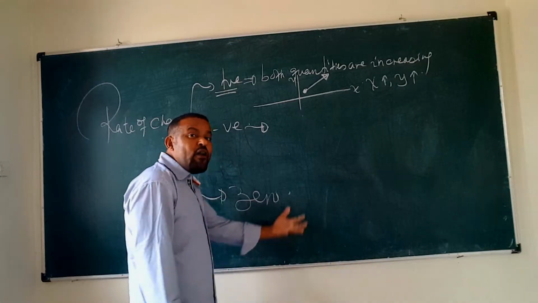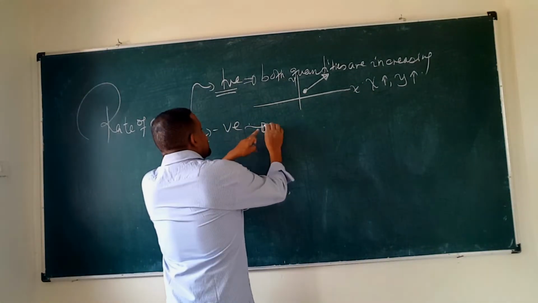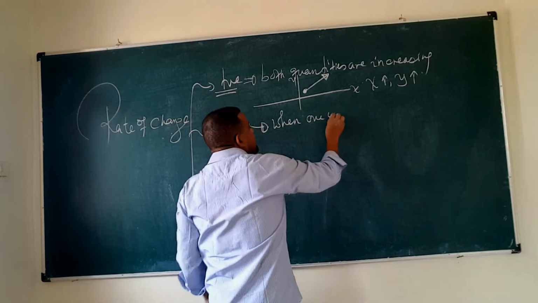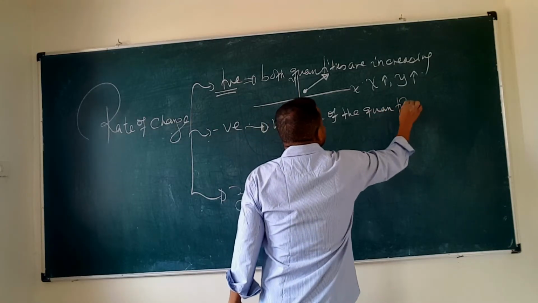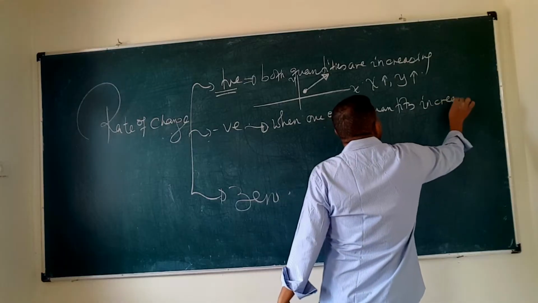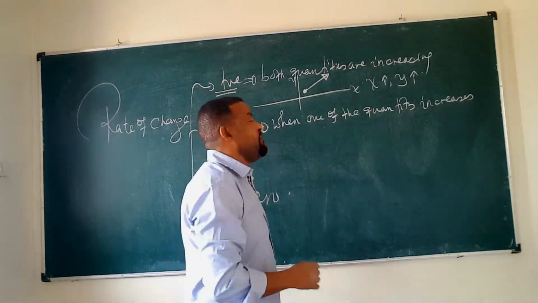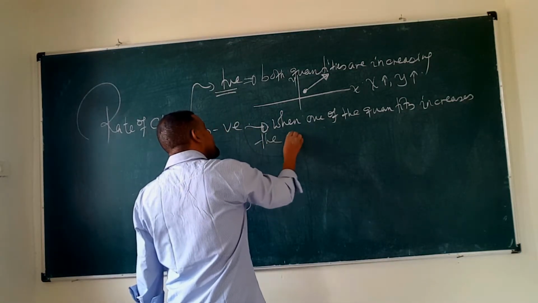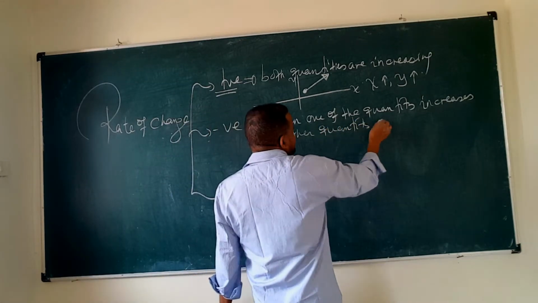The rate of change might be negative in this case. When one quantity increases, the other will decrease. So when one of the quantities increases, the other quantity what? Decreases.